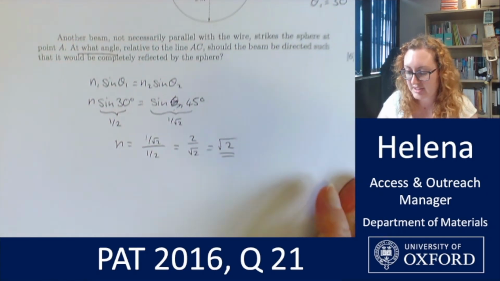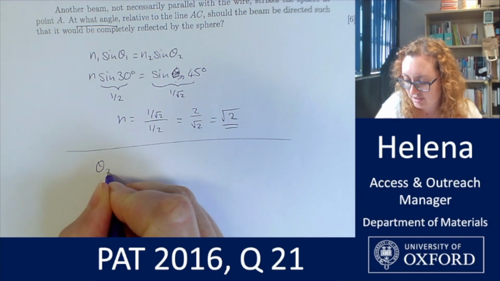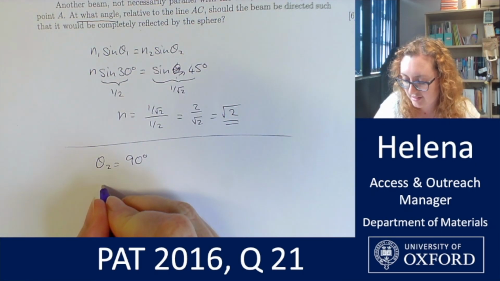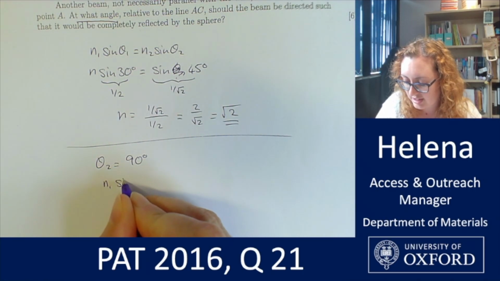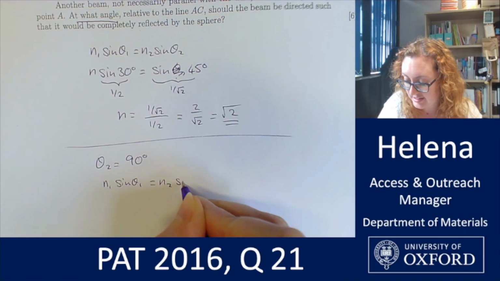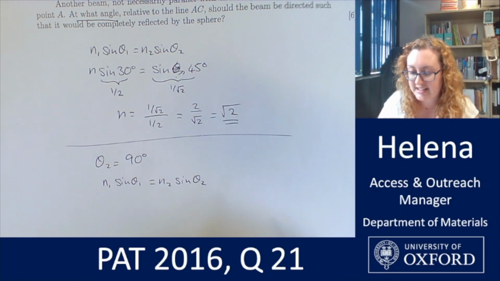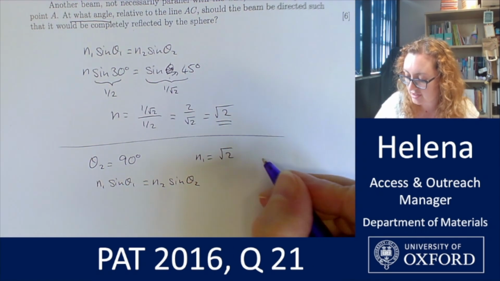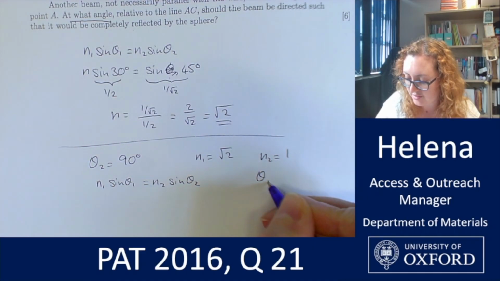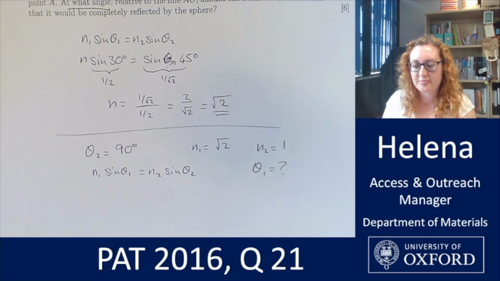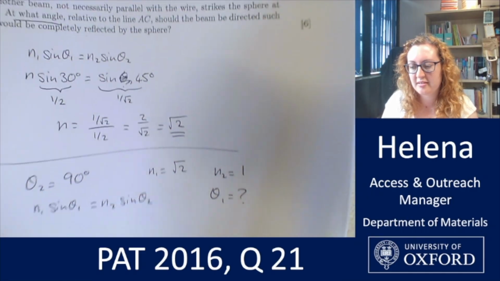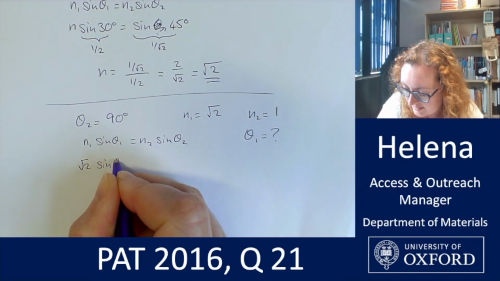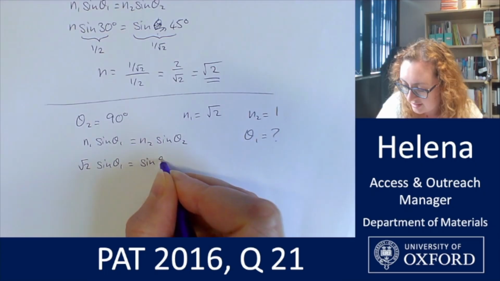Okay, so for this scenario, we want that theta 2 is equal to 90 degrees. So let's set up our Snell's law again. So we have n1 sine theta 1 equals n2 sine theta 2. I'm going to write it out again just for completeness. In this case, we have theta 2 is 90 degrees. Our n1 is equal to root 2, which we've calculated in the previous question. And our n2 is still equal to 1. And we want to find what theta 1 is. So let's put those values into our calculation. So our n1 is root 2 times sine theta 1 is equal to 1 times sine of 90 degrees.